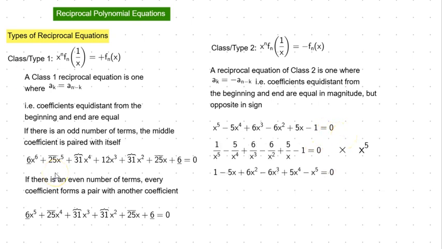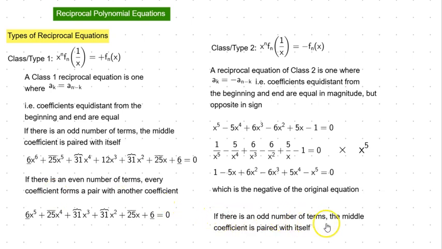Again, let's apply the reciprocal transformation. We get this. So here, if you notice, let's compare this with this. The coefficient of x to the power of 5 is 1 here. Here it is minus 1. Here it is minus 5. Here it is plus 5. Plus 6, minus 6. Minus 6, plus 6. Plus 5, minus 5. Minus 1, 1. Which is the negative of the original equation. If there is an odd number of terms, the middle coefficient is paired with itself.